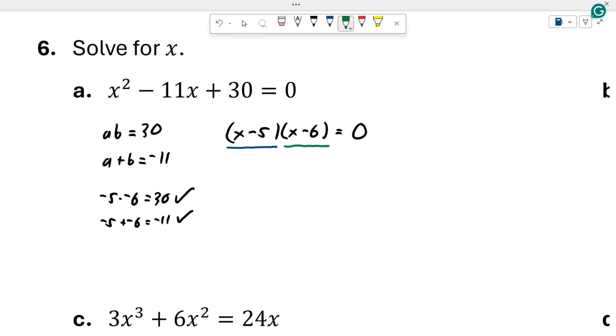Right? We have something times something. The first something is x minus 5, and the second something is x minus 6. But they're being multiplied together, right? There's a multiplication happening right there, right in the middle. And we get 0. Well, there's something in math called the zero product property.